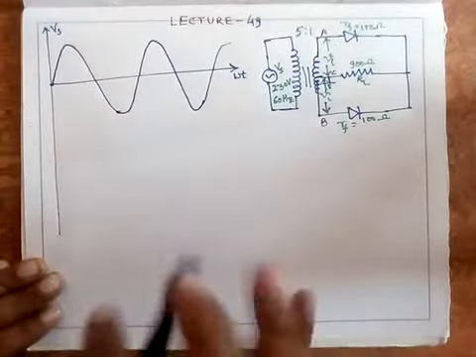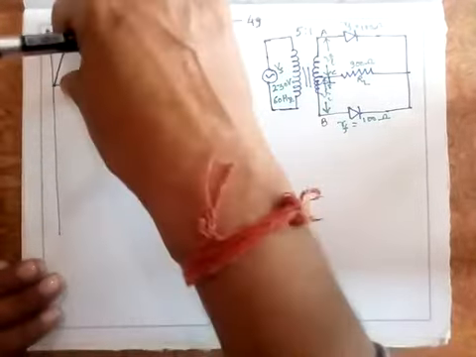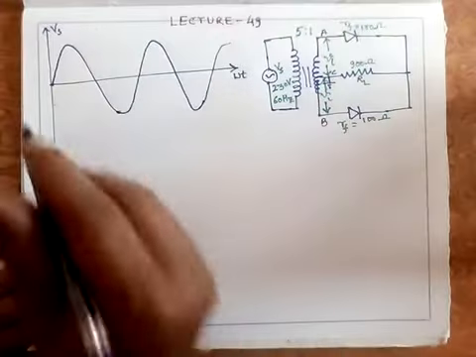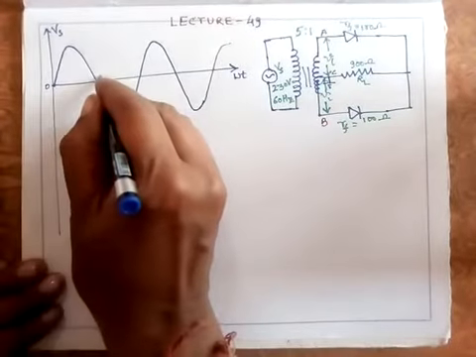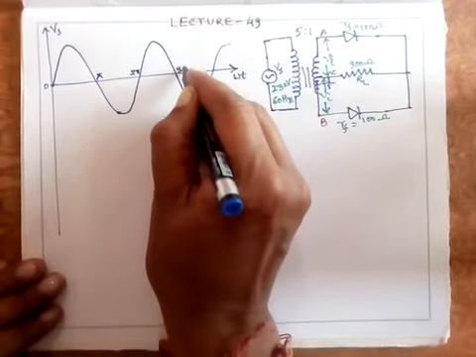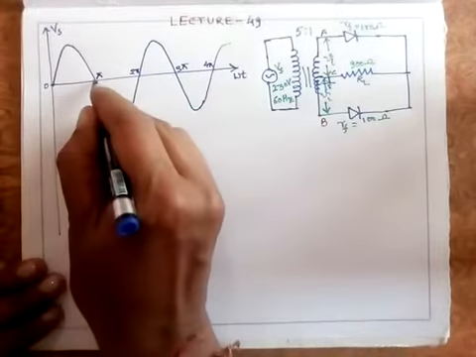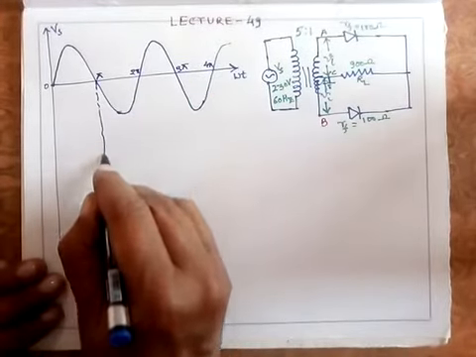I am not using a graph paper. Please assume that these distances are equal as well as this is also equal. So of course this is 0, this is pi, this is 2 pi, 3 pi, 4 pi and so on. I drop these points down here.